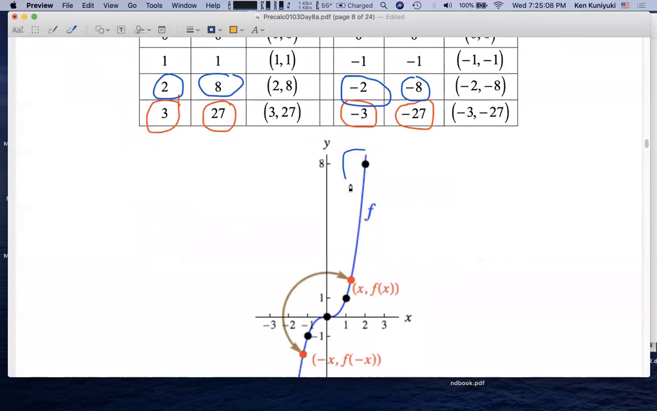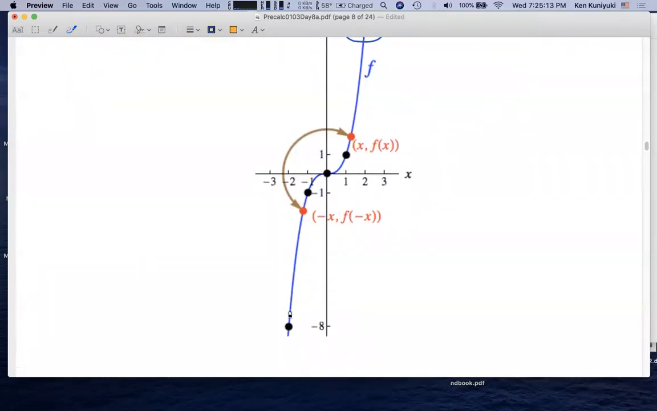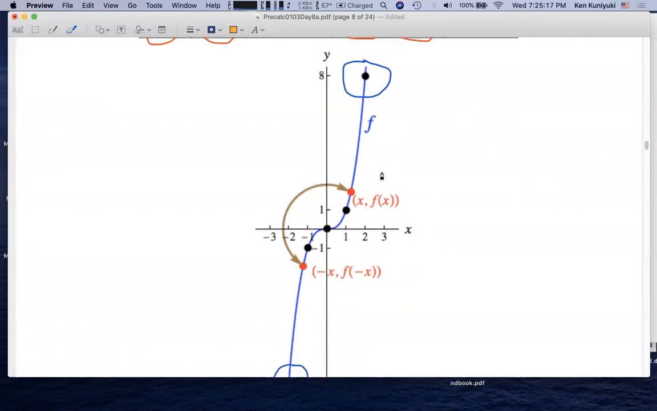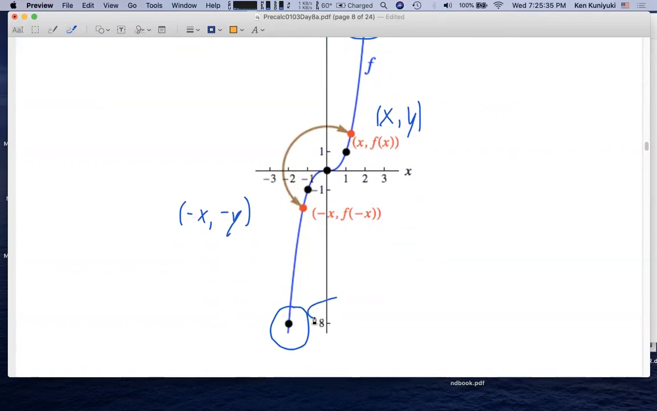If (2, 8) is on the graph of an odd function, then (-2, -8) must also be on the graph of an odd function. In general, if (x, y) is a point on the graph, then for an odd function, the point (-x, -y) must also be a point on the graph. For example, (2, 8) and (-2, -8).